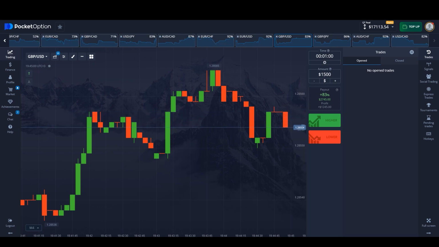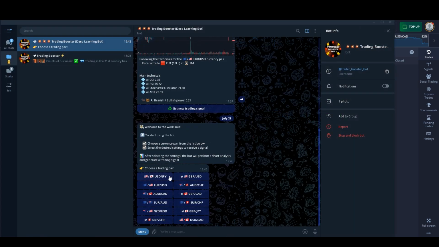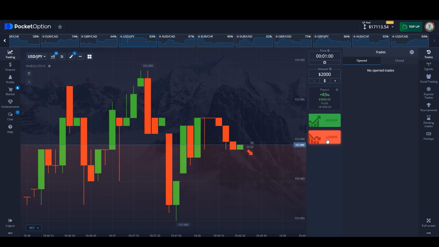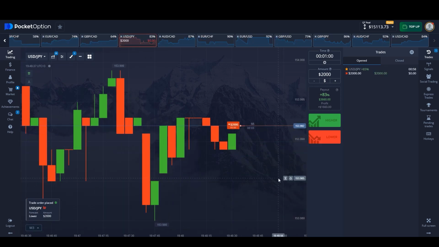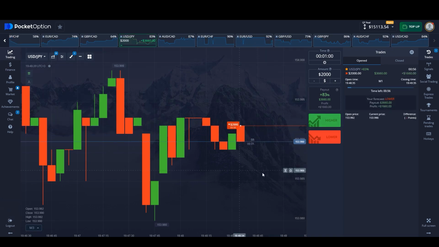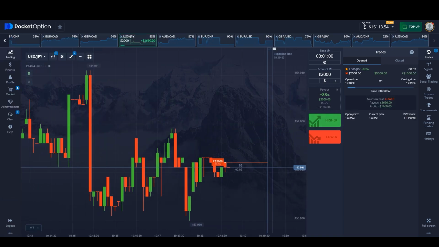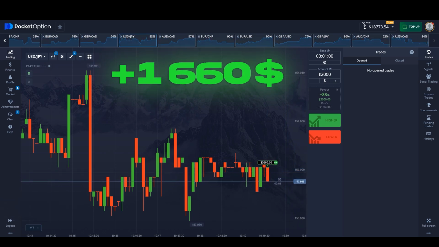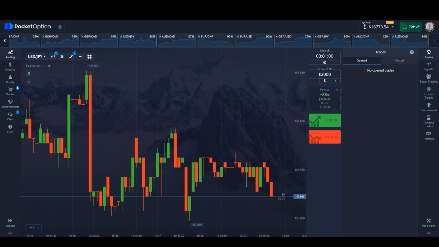I will close this minus and open the next deal again on the dollar Japanese yen. Get a sell signal, wait for a new 5-second candle. And right on it I open my sell trade. As you can see, a very good entry point now. This is the case when this very entry point saved my trade and brought me $1,660. As you can see, not always, but in some moments this strategy will save you very much.